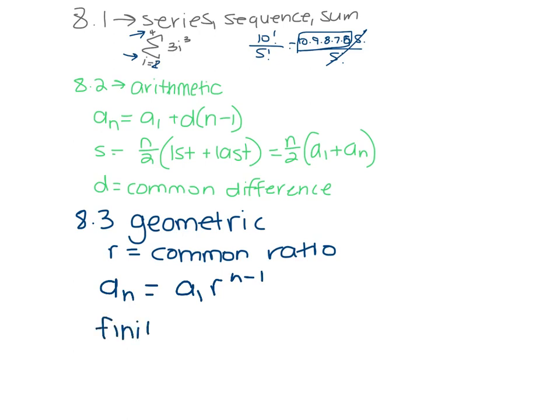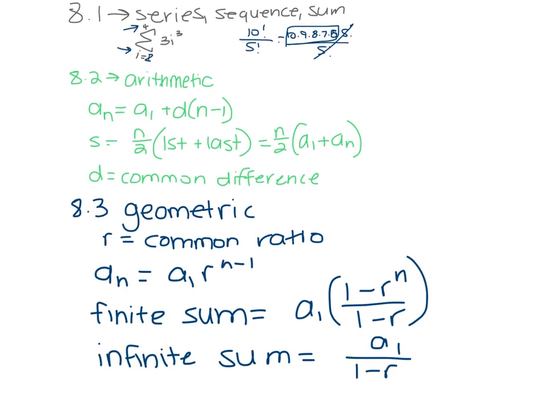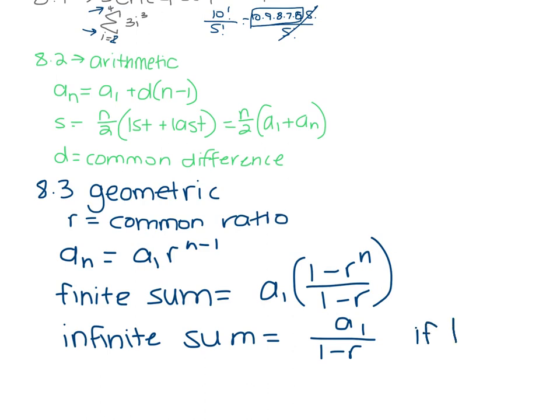And then we had two sums. We had a finite sum, which is A sub 1 times 1 minus R to the n over 1 minus R. And then we had an infinite sum, which is A sub 1 over 1 minus R. And that's the one that you can only do if the absolute value of r is less than 1. So it has to be a fraction between 0 and 1. It can't be bigger. If it is bigger, then you just simply say that it can't be done because r is bigger than 1, or the absolute value of r is bigger than 1.